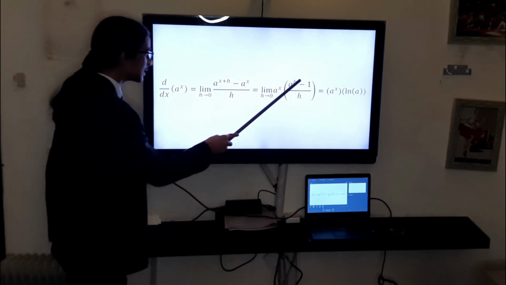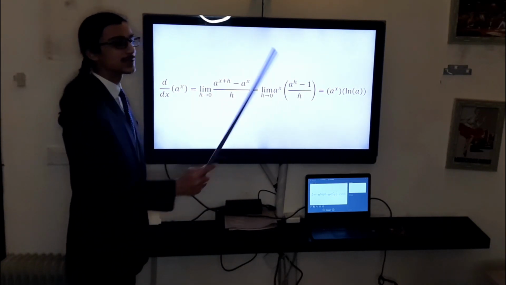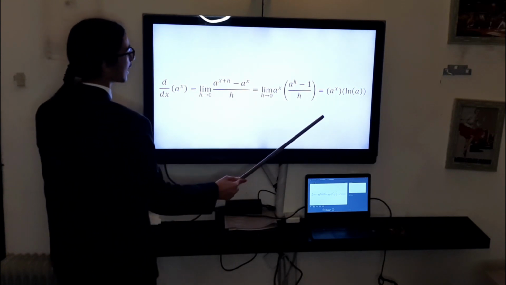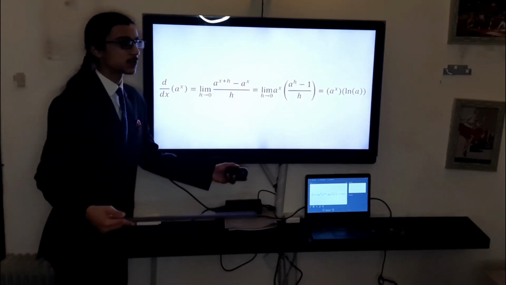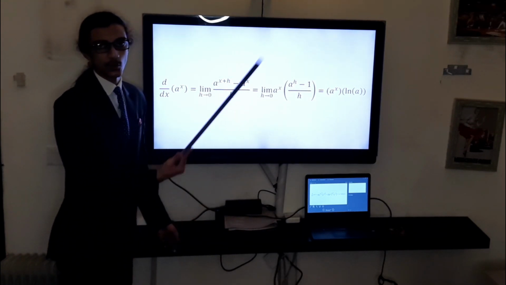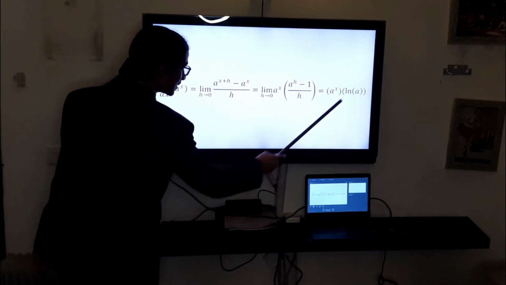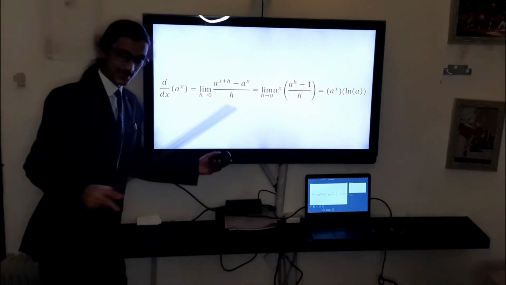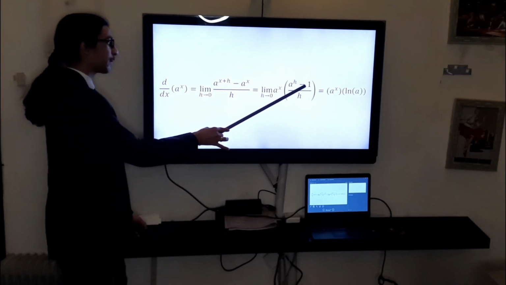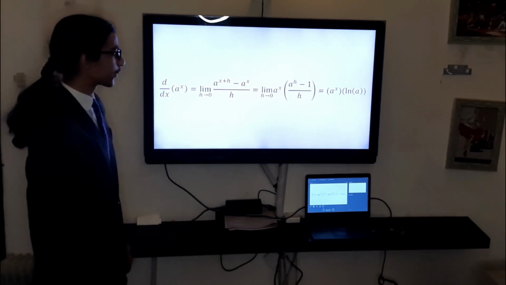right? You can look this up. This limit is a well-known limit, and it tends towards ln of a. So I can just write this entire thing as a to the power x, limit as h approaches 0. It's just a to the power x. h is not involved, right? We just get a to the power x times, as I said, ln of a. This is not a very satisfying proof because I'm sort of asking you to take me at my word for this, but just trust me on that, okay?